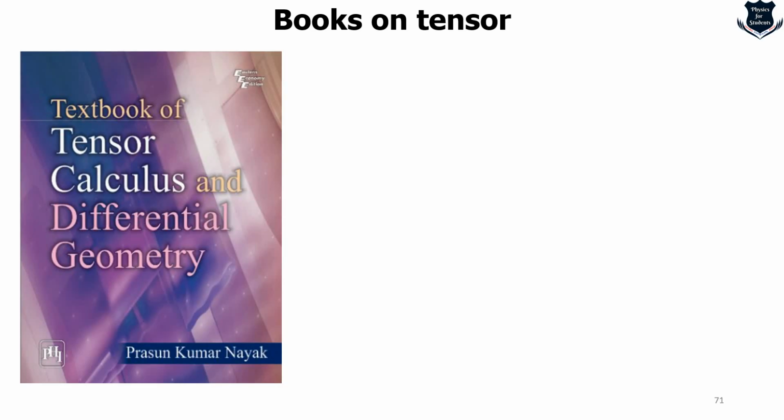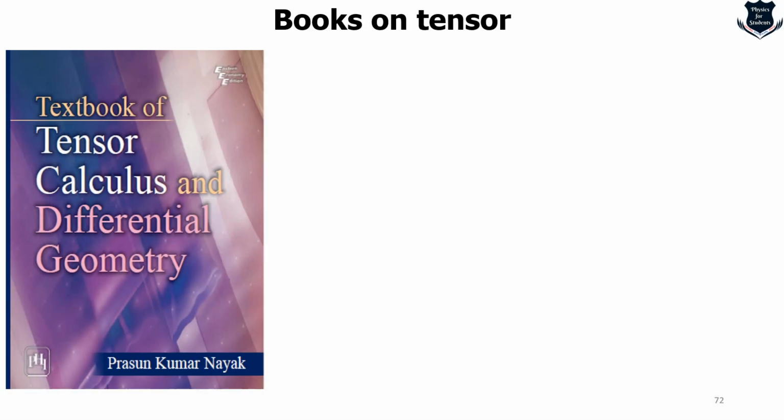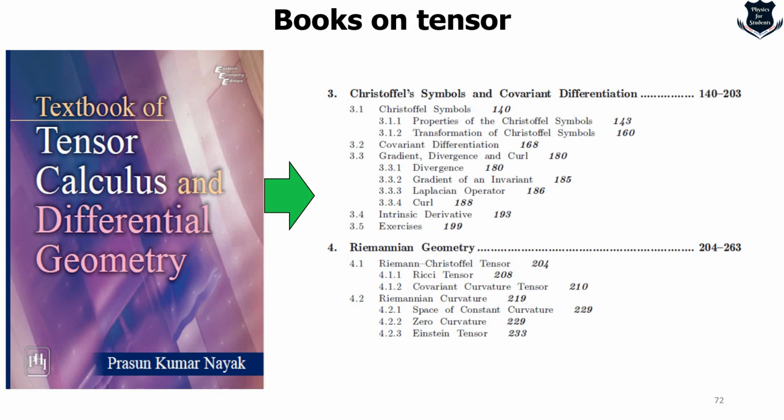The next would be Tensor Calculus and Differential Geometry by Prasoon Kumar Naik. This is also a very good book because it contains a lot about Christoffel symbols and things like that. I mean to say it covers a lot of things, so you can definitely learn from this.